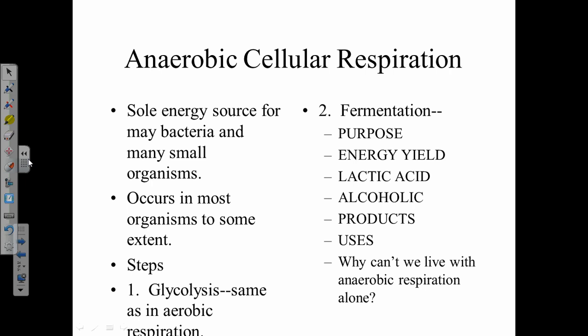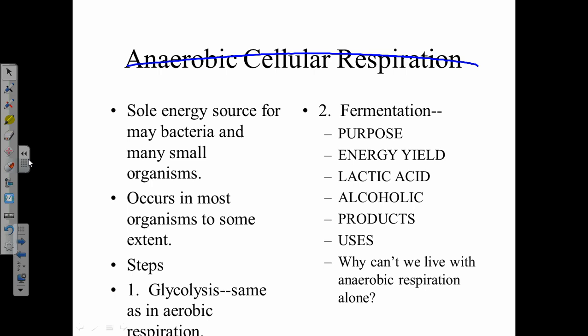Step 2 happens only if there's not any oxygen around. And step 2 is fermentation. Now, like I stressed to you when we taught this, some books call this whole process fermentation, both steps together. So you really have to pay attention to the way they ask questions about it. I'm going to use glycolysis and fermentation as 2 steps.